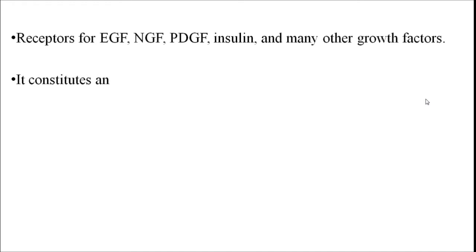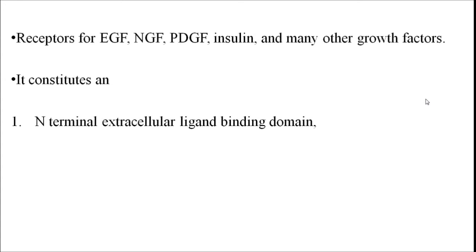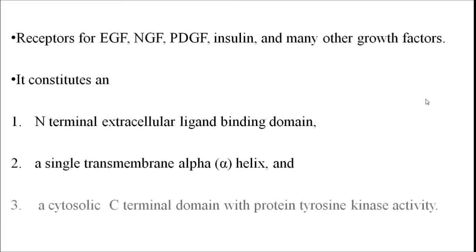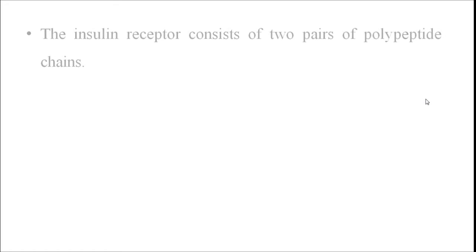So, this protein tyrosine kinase constitutes an N-terminal extracellular ligand binding domain. In addition to that, a single transmembrane alpha helix is there, and it also consists of a C-terminal domain with protein tyrosine kinase activity. So these are the components of receptor tyrosine kinase.